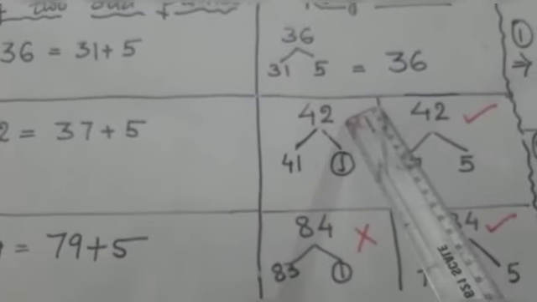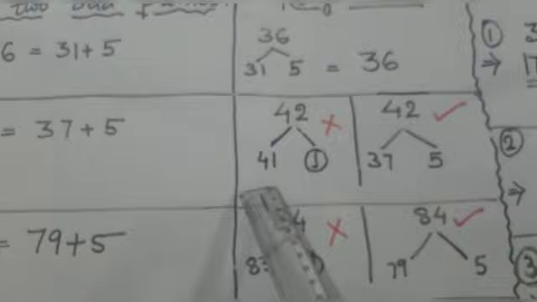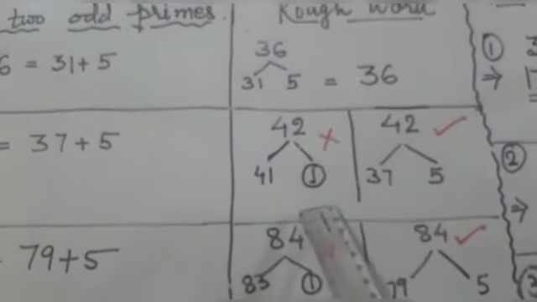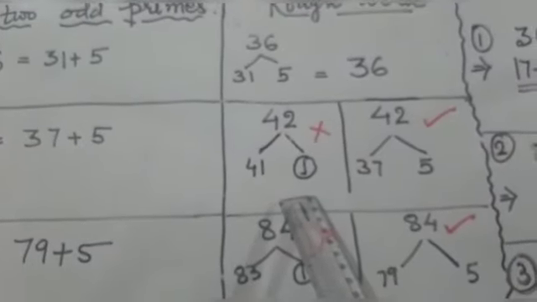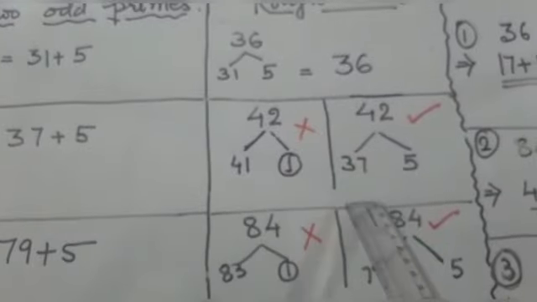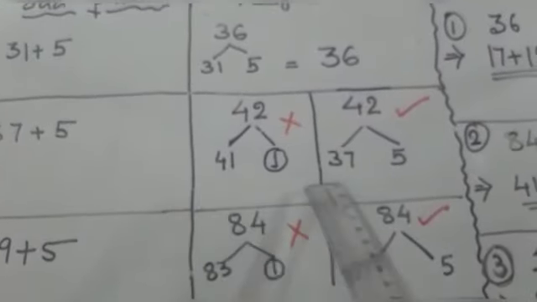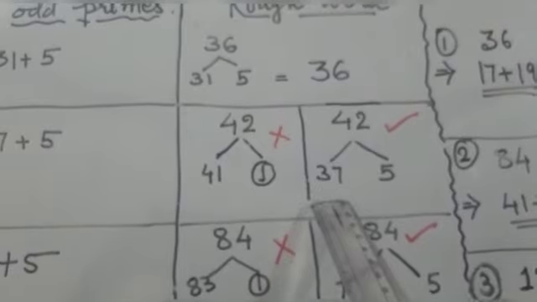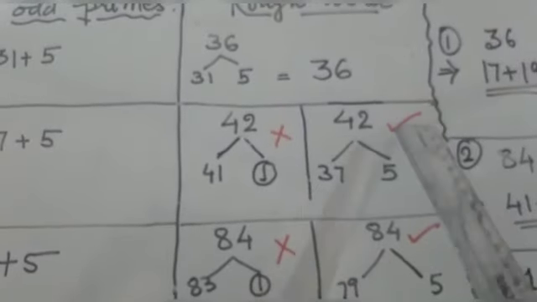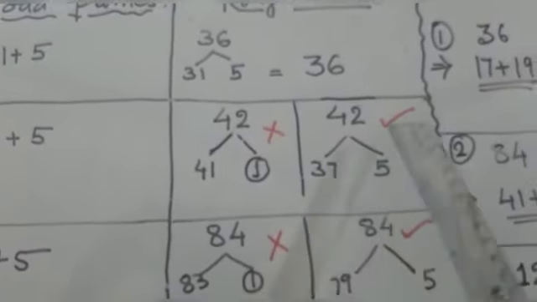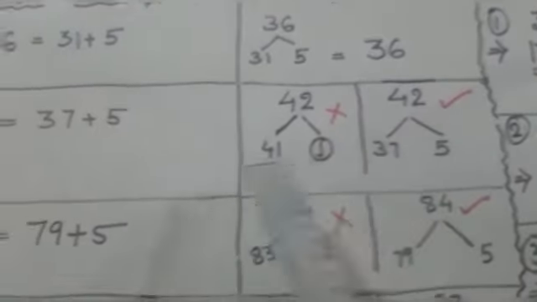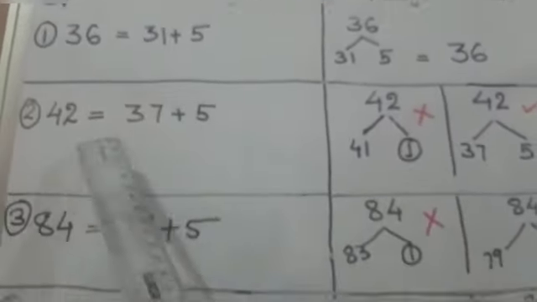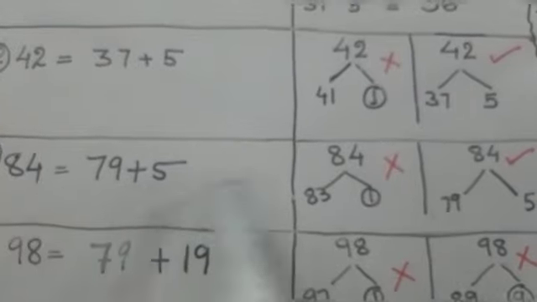Next, 42. The greatest prime number less than 42 is 41. 41 plus 1 is 42, but 1 is neither prime nor composite. So we have to take the next prime number less than 41, which is 37. How much do we have to add to 37 to get 42? 37 plus 5 is 42. Both are odd primes. So 37 plus 5 is 42.